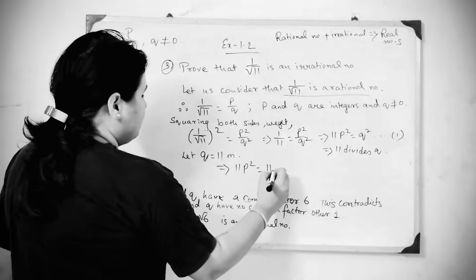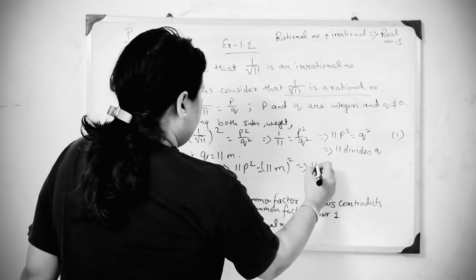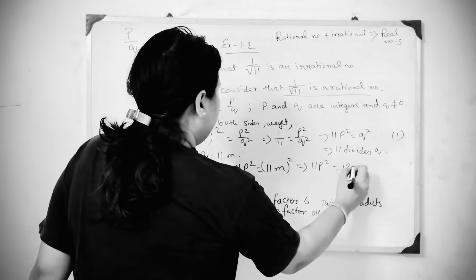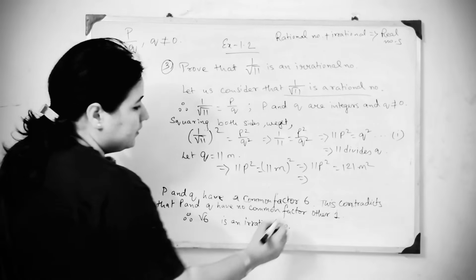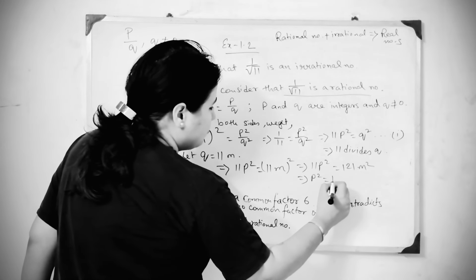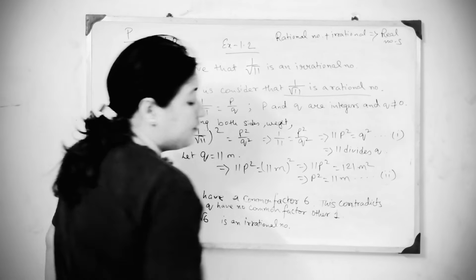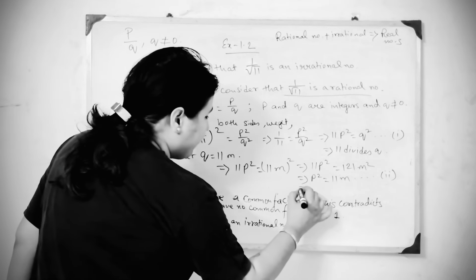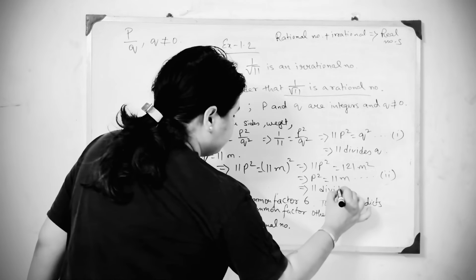11p square equals 11m, and there is a whole square. So 11p square equals 121m square. And from here we can write that p square equals 11m. Let this be equation 2. From this equation 2 we can write that 11 divides p also.